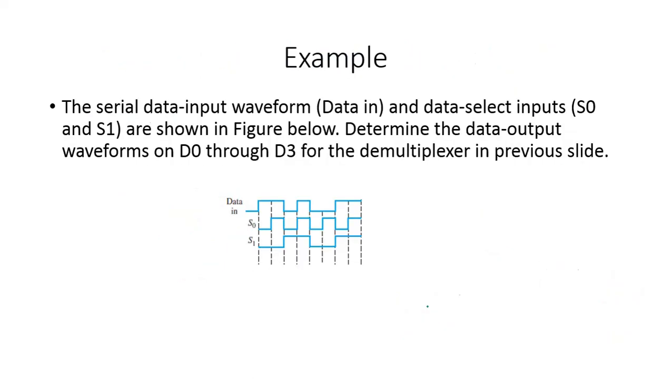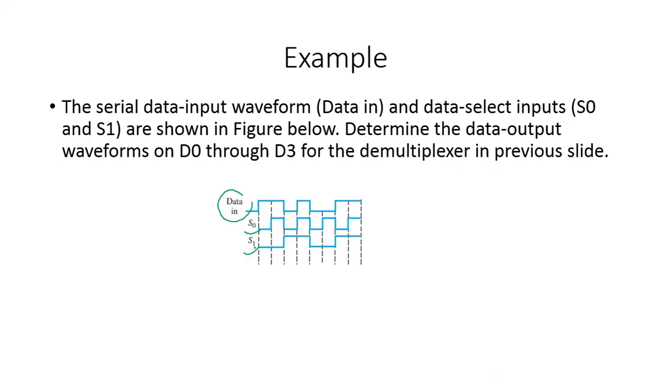Let's solve an example. The serial data input waveform, data in, which is shown here, and data select inputs S0 and S1, which are also shown here, are shown in the figure below. Determine the data output waveforms on D0 through D3 for the demultiplexer in the previous slide. So we have the data input to the demultiplexer, and the values of S0 and S1 are given. We need to find the output waveforms from D0 to D3.